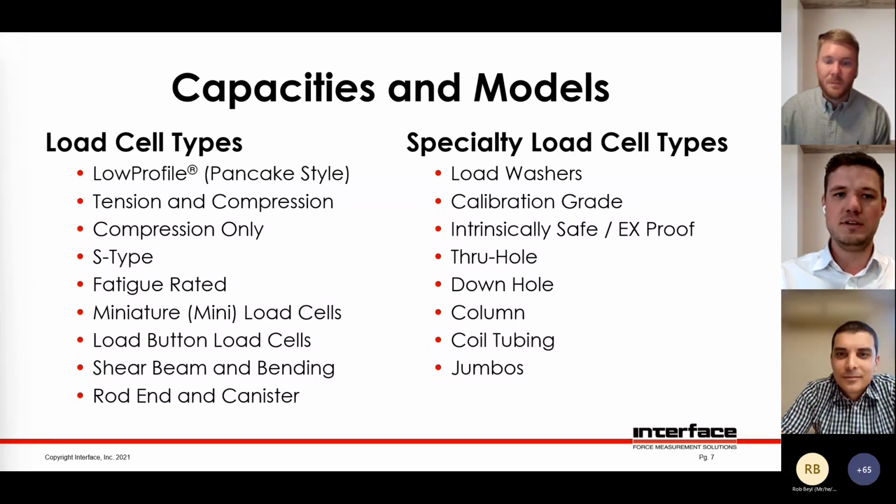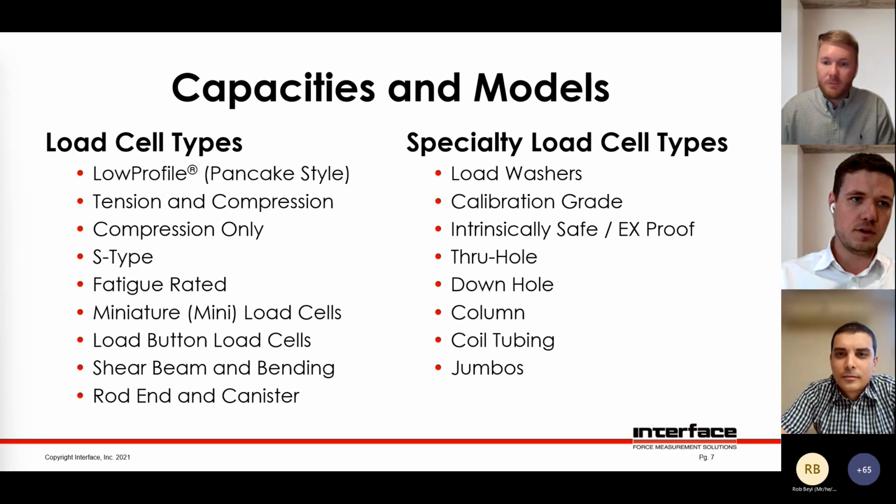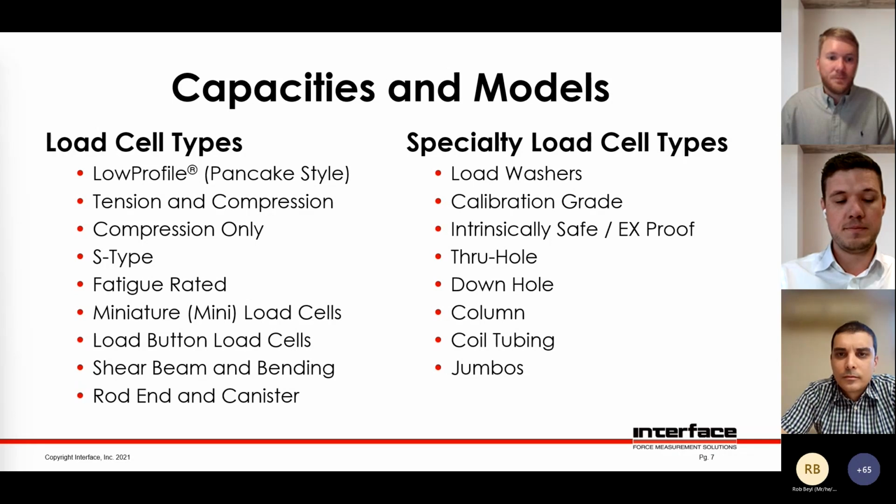There's so many options, different form factors, different connector options, mounting configurations, and so you can see Interface load cells are pretty much broken up into the categories on screen here. We've got the low profile or pancake style load cells as they're known. We've got tension and compression variations. We've got compression only load cells. We've got load cells shaped in an S. We've got fatigue rated load cells for high cycle applications. Some of the load cells are quite small. Some of them are button shaped, as in a shirt button.